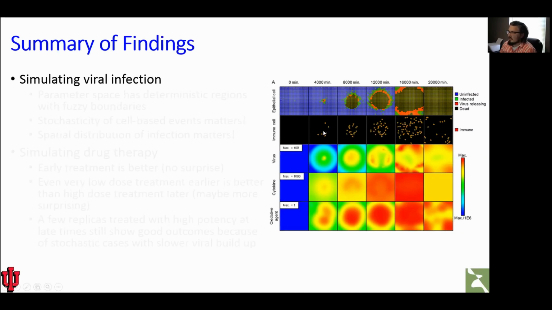Should mention that this recruitment does occur with a delay, to model something like a distance between our compartmental model where immune cells are generated and our local tissue patch. And then lastly, you'll also notice in the oxidative agent field, you'll notice higher levels where immune cells are found.